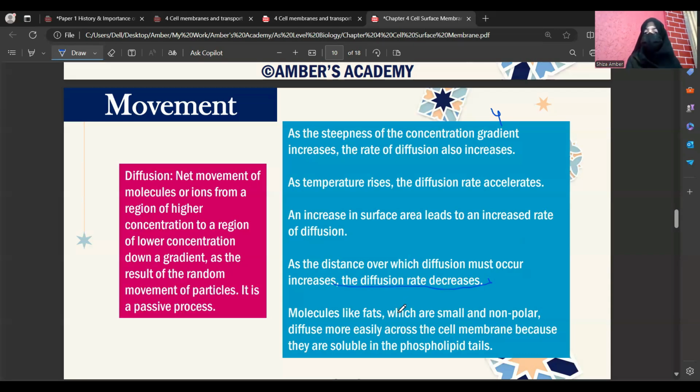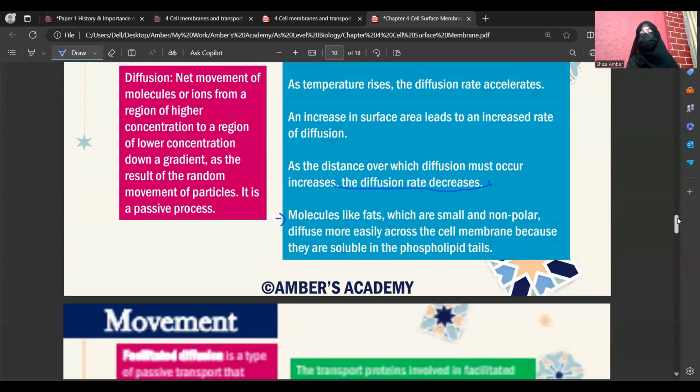And molecules like fats, which are small and non-polar, diffuse more easily across the cell membrane because they're soluble in phospholipid tails. ठीक है? So this is very important. This is something which is new. Okay, molecules like fat, which are small and non-polar, they diffuse more easily because it is easier for them to pass that hydrophobic pore. Hydrophobic pore is made by fatty acid की tails. ठीक है? So molecules जो छोटे होते हैं उनका diffuse होना is much more easier as compared to वो molecules which are larger in size.